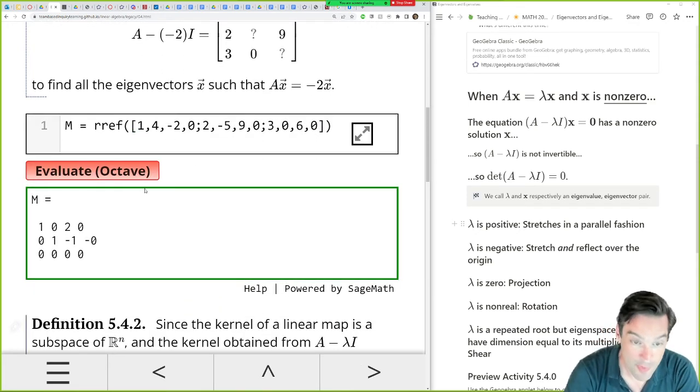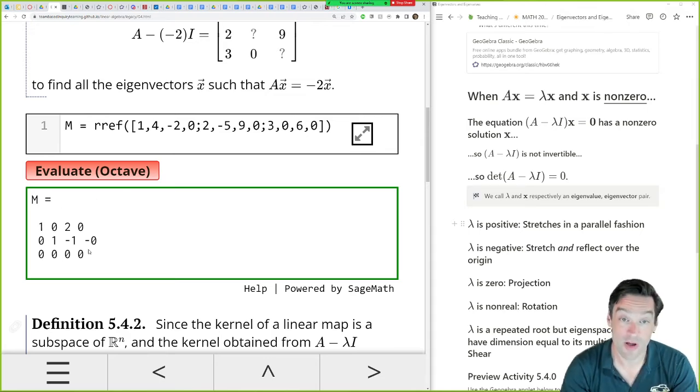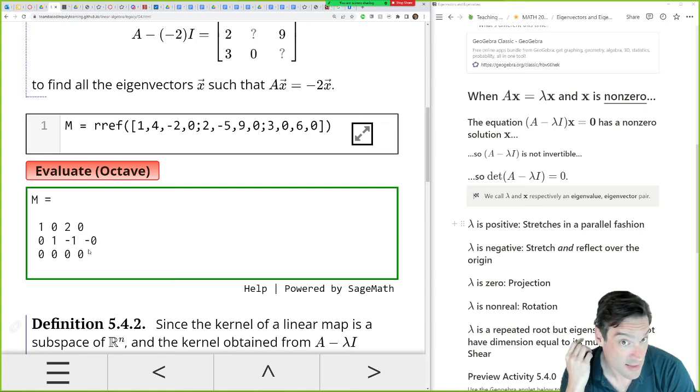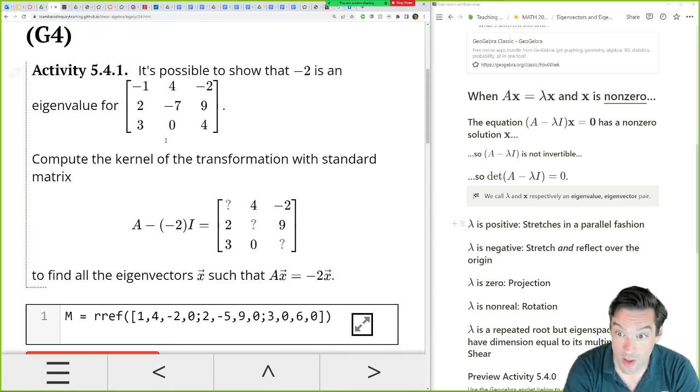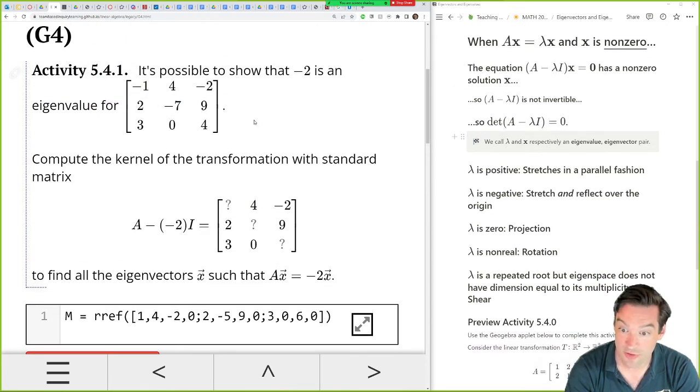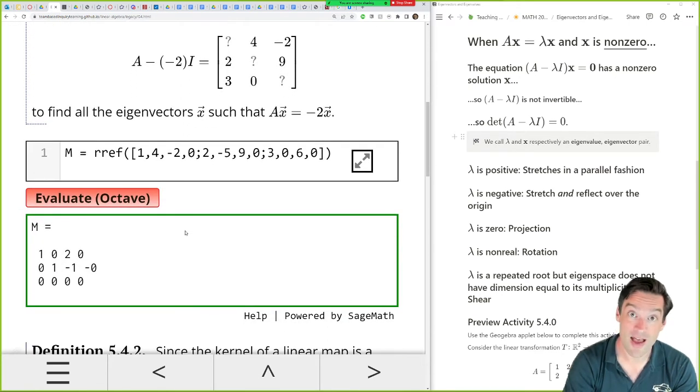And what you notice happens when I do this row reduction is that I get an RREF that has a row of all zeros. And that's not surprising, because if -2 really was an eigenvalue, that means that the determinant of A minus -2I needed to be 0. And so it needed to be a matrix that had a non-trivial kernel. And in order to have a non-trivial kernel, we have to have fewer than 3 pivots for this 3 by 3 matrix. And indeed, we have only 2.